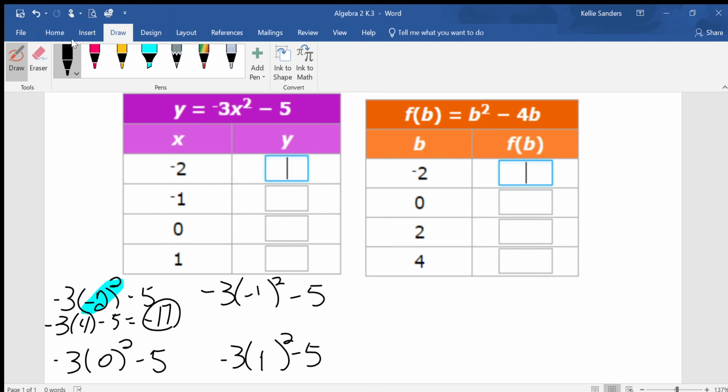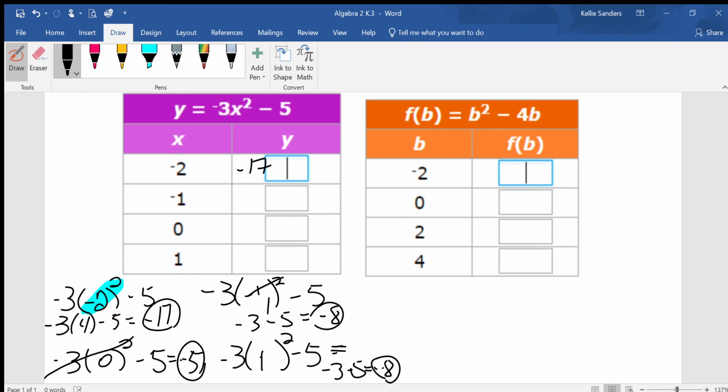Negative 1 times negative 1 is 1. 1 times negative 3 is negative 3. Minus 5 is negative 8. 0 times 0 is 0. 0 times negative 3 is 0. So negative 5 is going to be your answer right there. And 1 times 1 is 1. Times negative 3 is negative 3. Minus 5 is negative 8. So negative 17, negative 8, negative 5, negative 8.